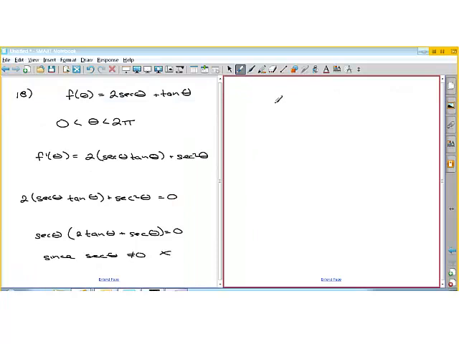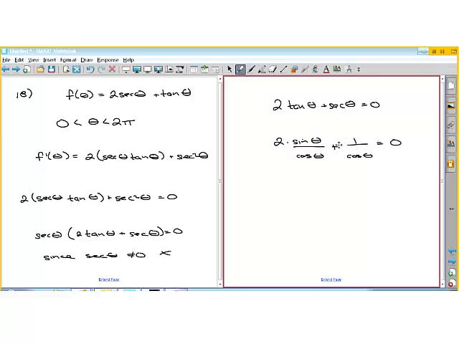So we have the second. So we have 2 tangent theta plus secant theta equals 0. So what values of theta between 0 and 2 pi does that go to 0? So probably the best thing to do is to convert to sine and cosine. So we have 2 sine of theta divided by the cosine of theta plus secant, which is 1 over cosine of theta.